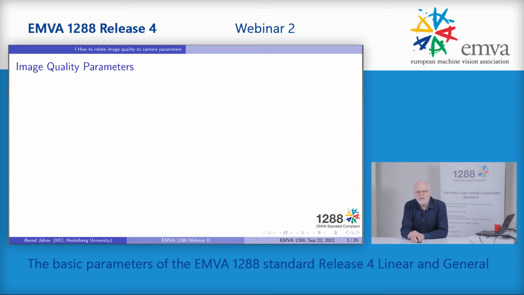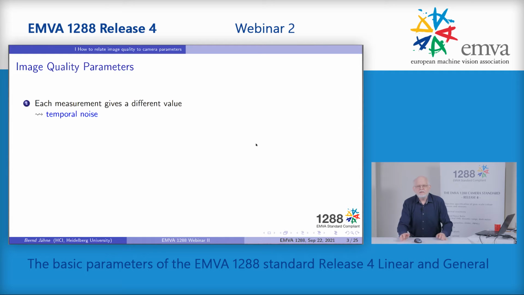What I show here on the first slide is basically a summary of what we learned yesterday. We have learned that there are basically three effects which make the quality of an image sensor not look as good as you might expect. The first thing is that each time we take an image, we will get a slightly different value, and this is called the temporal noise. And of course, the higher the temporal noise is, the worse the quality of the camera is.